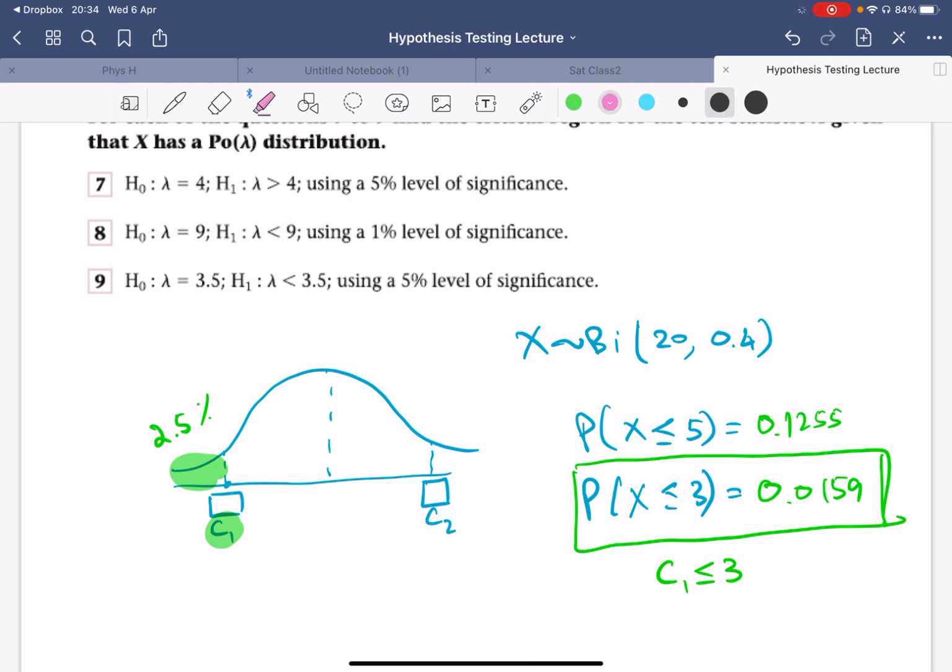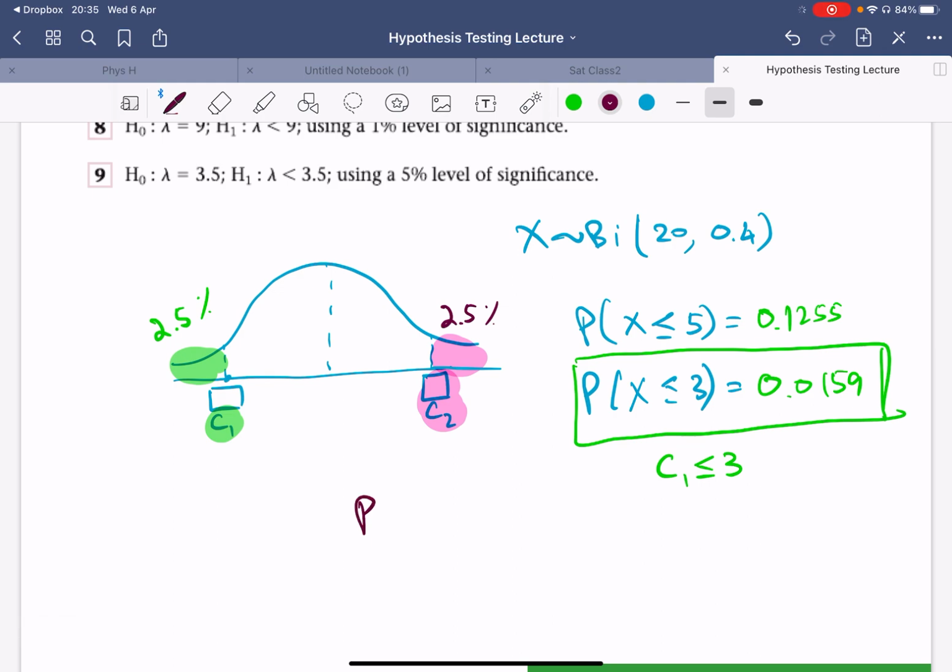Now let's look at the right side. For this side, I know that this is also 2.5%. Let's try the probability that X is greater than or equal to some value. We know that N is 20, right? Let's go with 15 first. I'm going to use CDF again and just change the X value. If I try 15, I get 0.0000317.